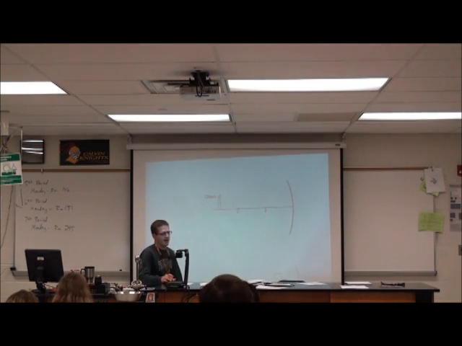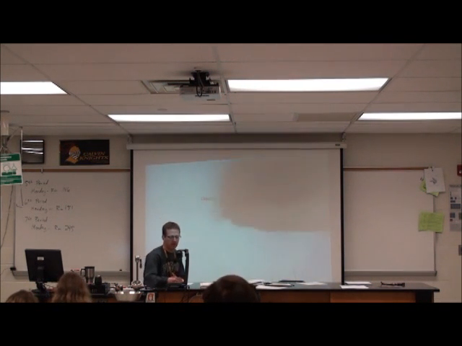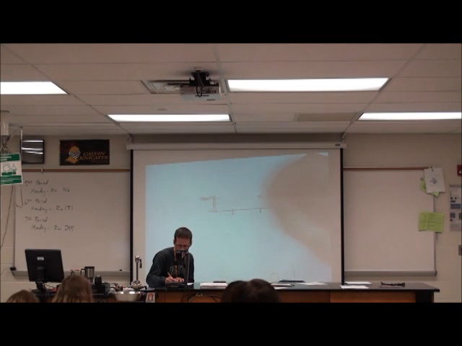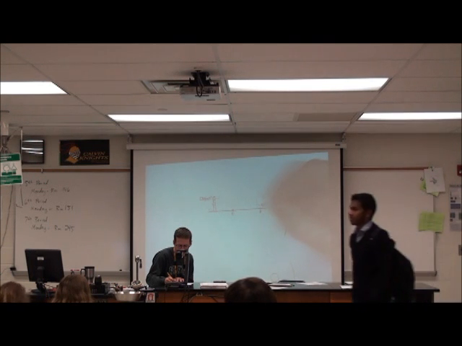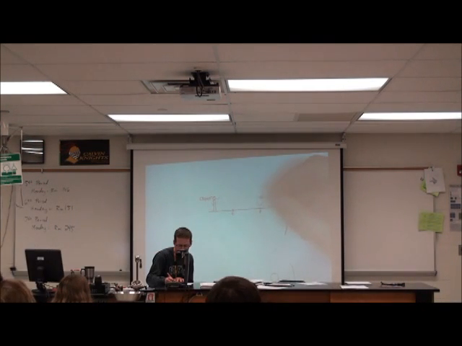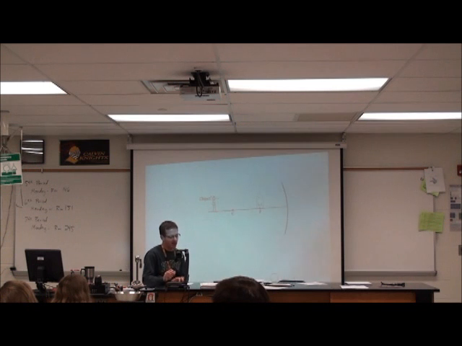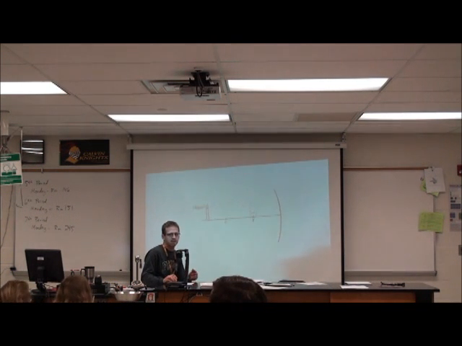So let's say we've got an object at the focal point. I'm going to draw a smiley face right here, and I'm going to put fangs. It's a vampire. Which, by the way, I don't think that they exist. Just so we're clear on that.